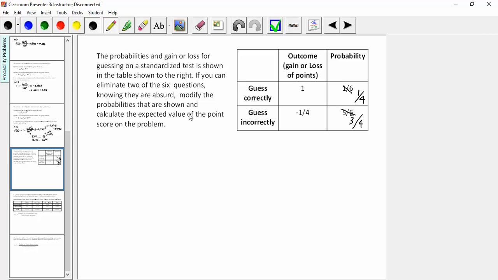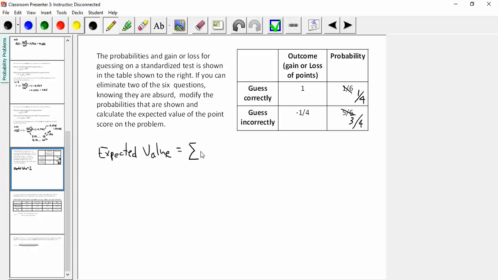And calculate the expected value of the point score on the problem. What is this expected value? Well, it's another probability type concept. And it says if we know the outcomes and the probabilities, we can find the expected value, or what on average you might hope to get, by multiplying and summing. That symbol is sigma. It means sum them up.